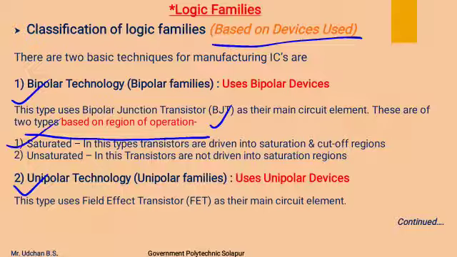Now in saturated types, transistors are driven into the saturation region or cutoff region, whereas in unsaturated types the transistors are not driven into the saturation region, that is, they are driven into the active region. In unipolar technology, the FETs are used as the main circuit element.